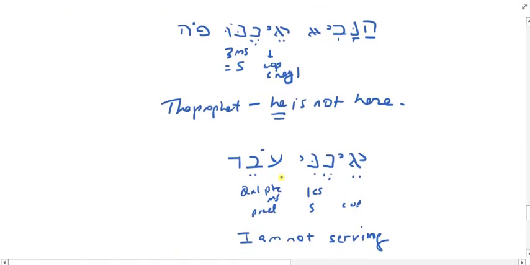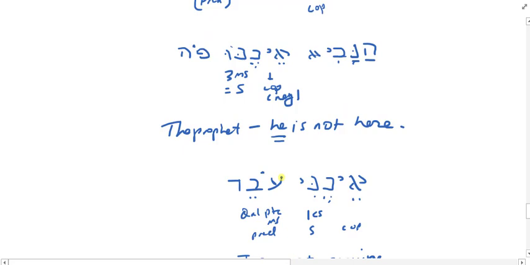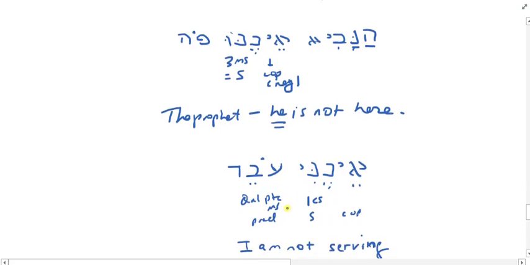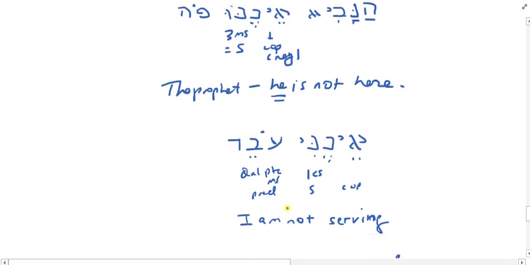And then the last one, I have eineni oved. Eineni oved. There is not who? There is not me. There is not me what? Oved is the qal active participle for serving. Okay, so there is not me serving is not really how I want to translate this. Take the first common singular pronoun and make it the subject, and make ein the negative copula. So I am not oved. I am not serving. Okay, so you see how that works? That's a pretty groovy way to do it, isn't it?